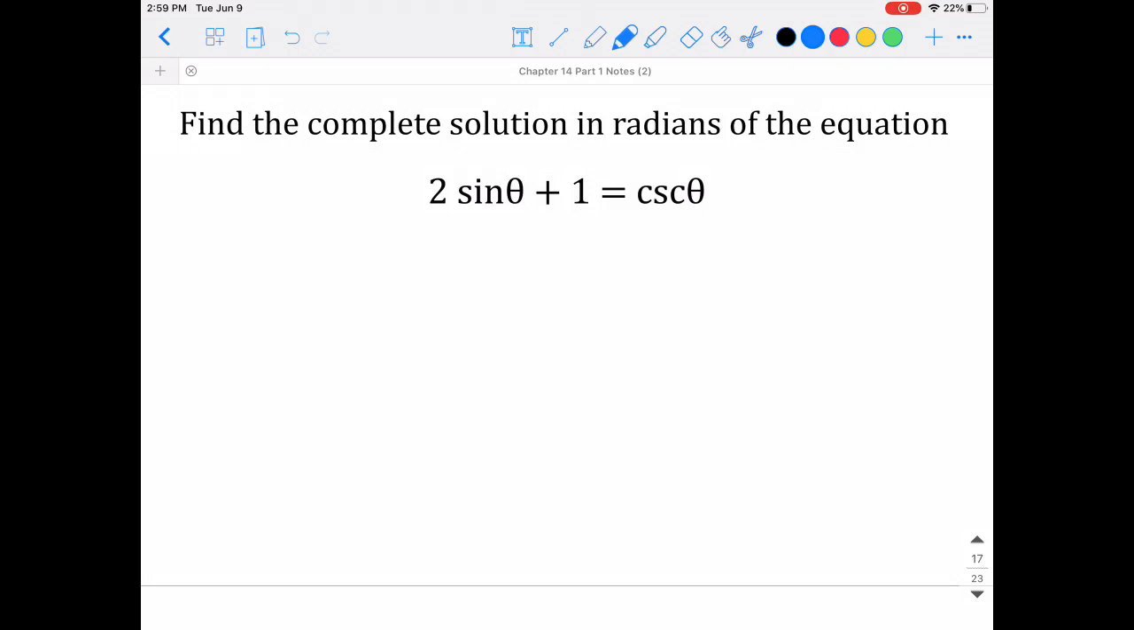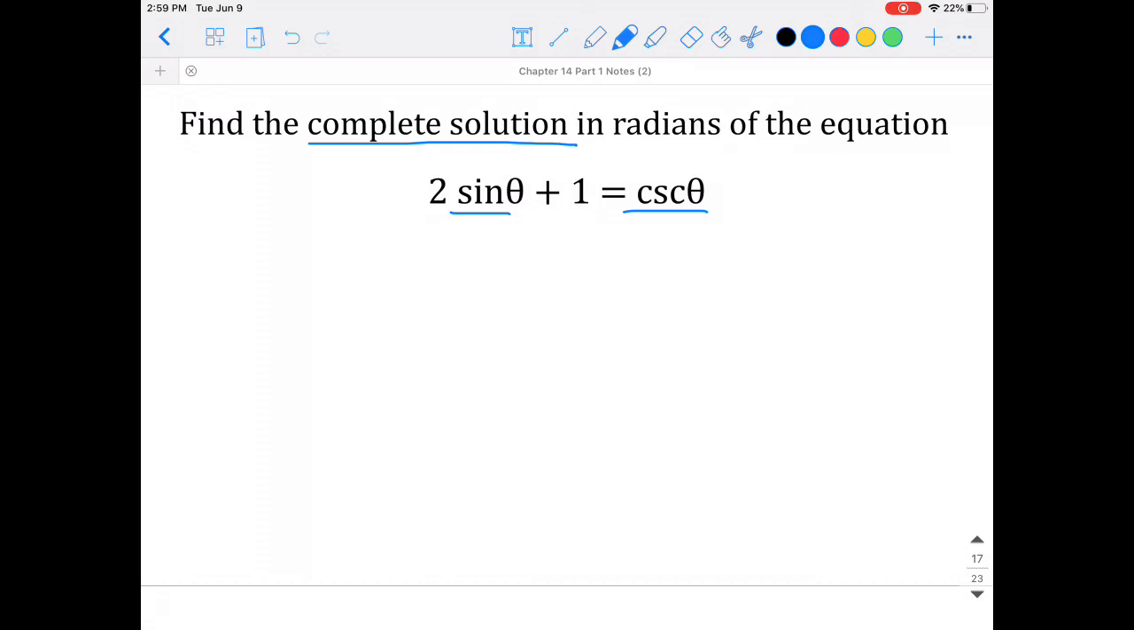So find the complete solution in radians of the equation. Again, we're finding the complete solution, which means we have no restrictions, so we're going to have infinitely many solutions. So we have 2 sine theta plus 1 equals cosecant of theta. And now remember, we have 2 different trig functions. It's similar to having 2 different variables. We want to get our equation in terms of one function so that we're able to solve.